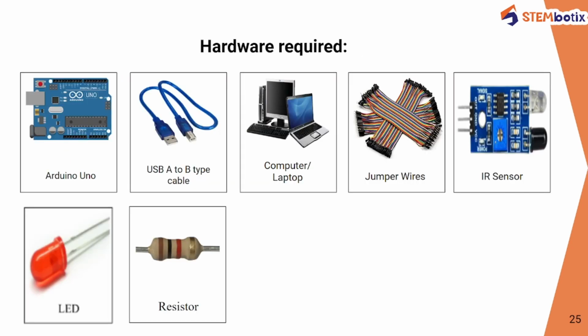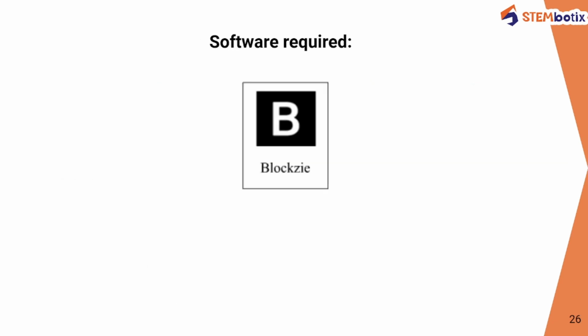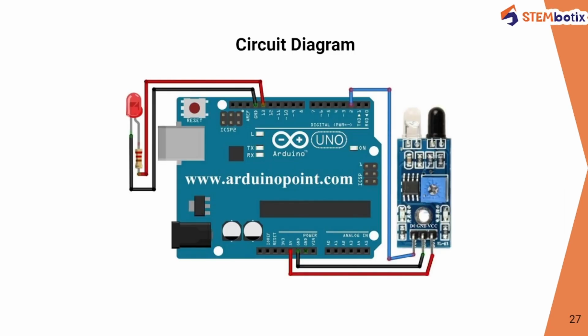So let us see the hardware required for this particular activity. Arduino Uno, one USB A to B type cable, computer or laptop, jumper wires, IR sensor, one LED and one resistor. So these are the hardware components which we are going to require. And the software which we are going to require is Blockzie software.